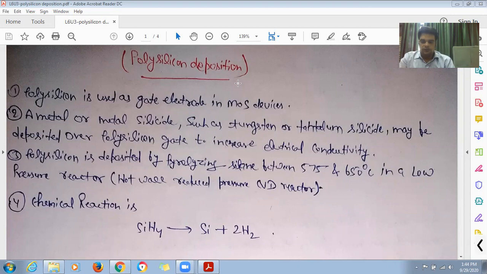Now, whenever we do the deposition of polysilicon, a metal or metal silicide such as tungsten or tantalum silicide may be deposited over this polysilicon in order to increase the electrical conductivity. This is an additional thing we can do. It is just like as we deposit coconut onto a burfi.